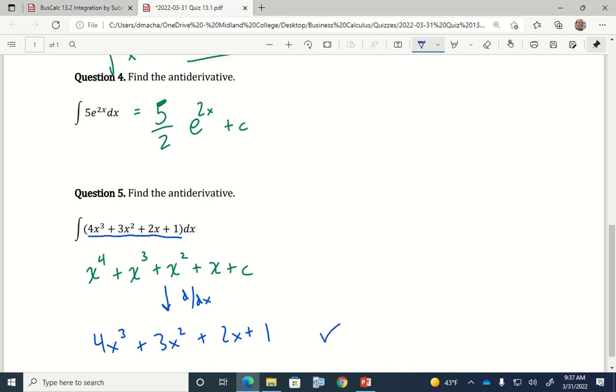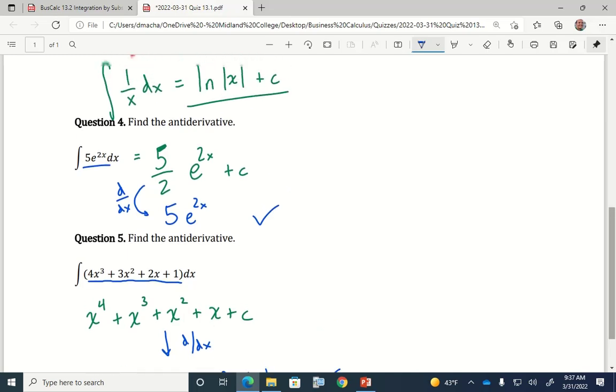So that checks out. If I wanted to check my answer to question 4, well, my derivative chain rule says I need to bring down that 2 in the e to the 2x, and I should get 5e to the 2x after taking the derivative. And sure enough, that's the same thing as I got from my integrand, so that checks out. I took the proper antiderivative.